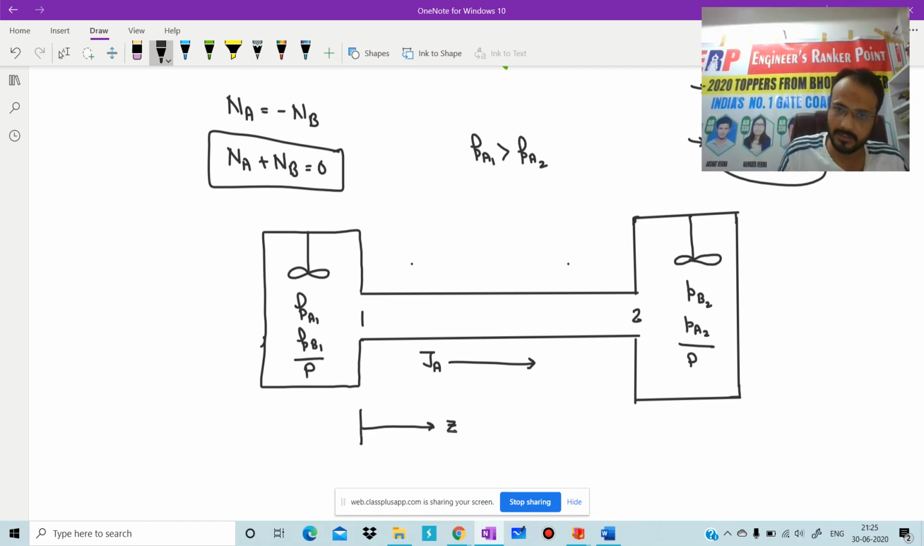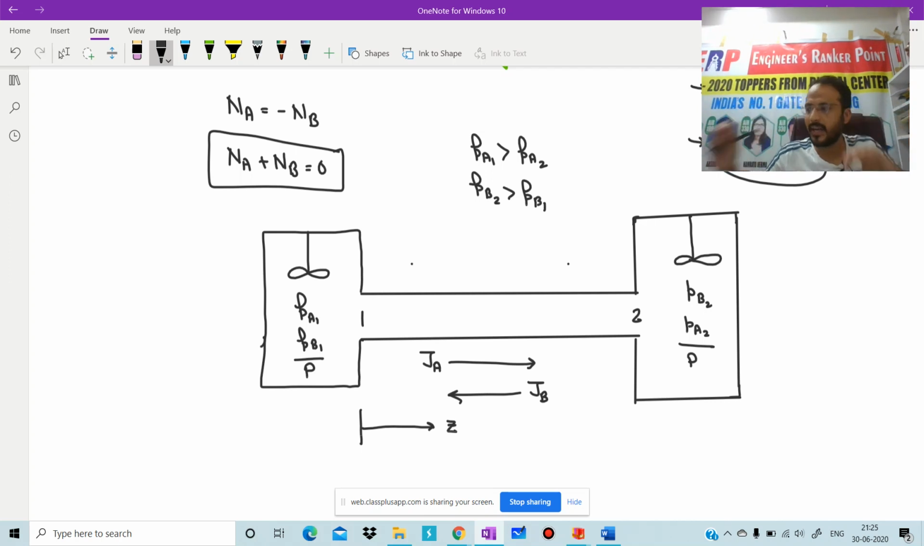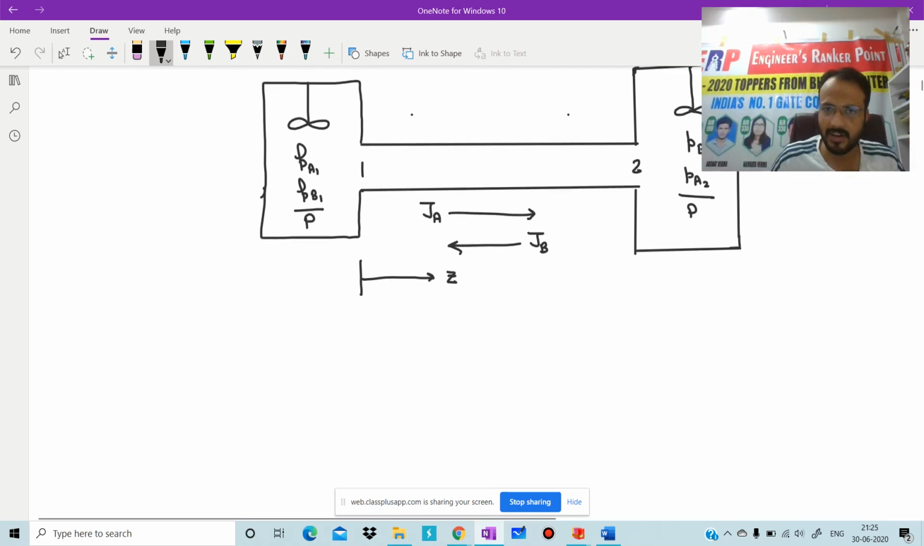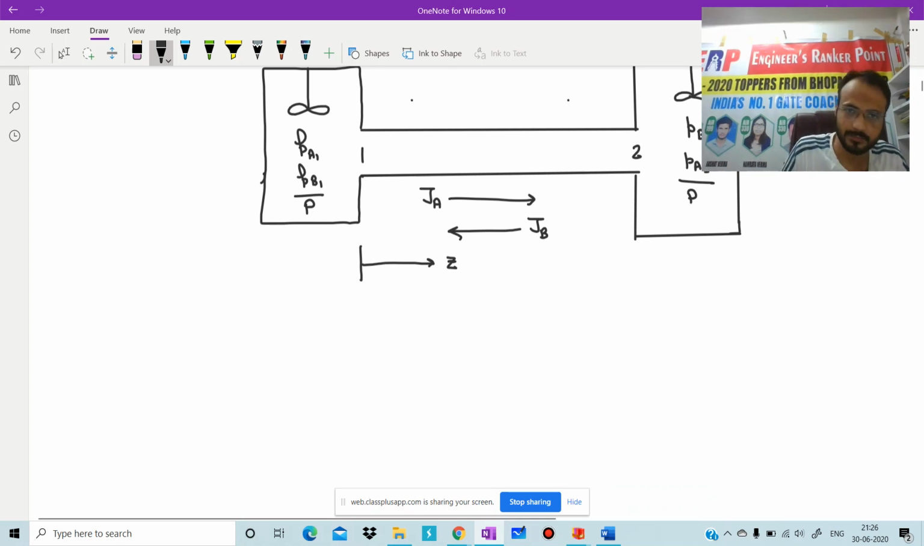In a similar way, B, if PB2 is greater than PB1, it means its direction will be this one. Both are in opposite direction. Total pressure will be constant. Is it clear? First, I will draw one more diagram, then we will explain.